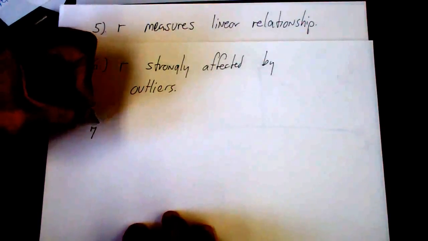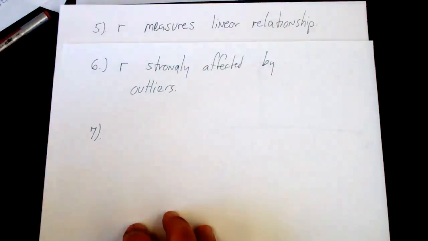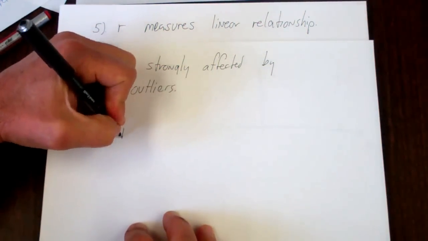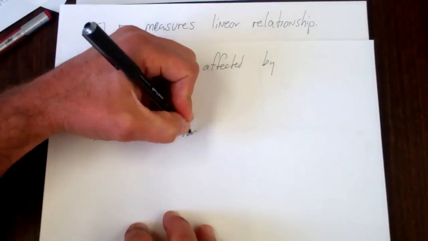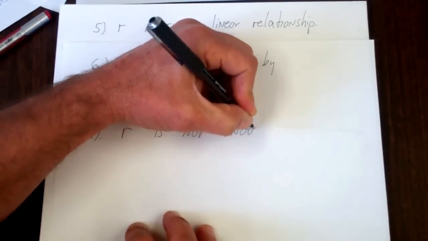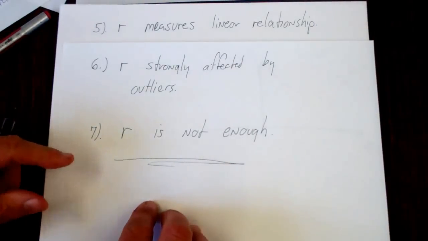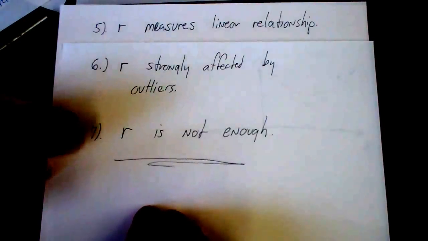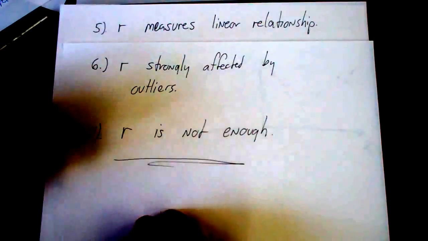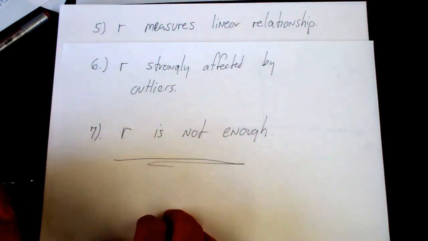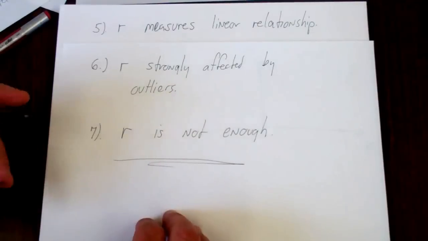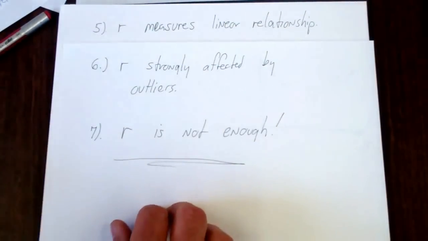And the seventh thing is really just a warning, I guess, and that is R is not enough. So when you're studying the relationship between two variables, you want to calculate R, but you also want to calculate things such as the mean of the two variables, the standard deviation, lots of other statistics, the distribution, on and on and on. So the important thing to remember is R is not enough.